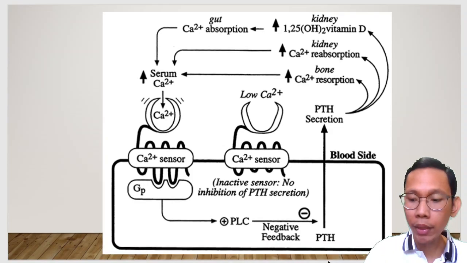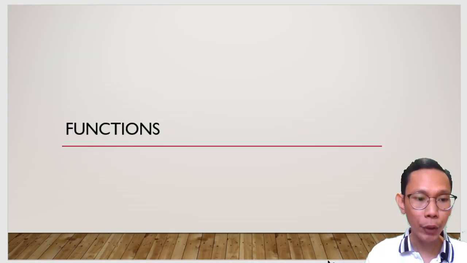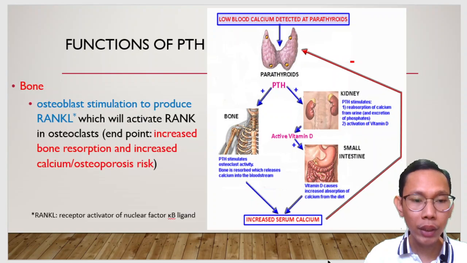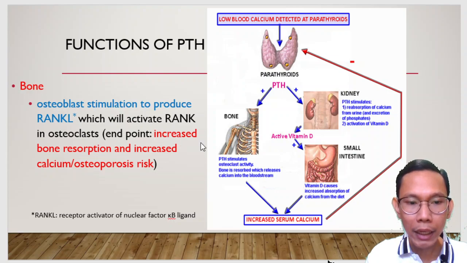Now let's proceed with the functions of your parathyroid hormone. Again, sa bone, anong effect sa bone ng parathyroid hormone? Your osteoblast stimulation to produce your RANKL. Ano ito, RANKL? It is actually your receptor activator of nuclear factor kB ligand. So it's a ligand which will activate your RANK in your osteoblast. So the end point will be increased bone resorption and increased calcium, which poses a risk to the patient, leading to an osteoporotic bone.